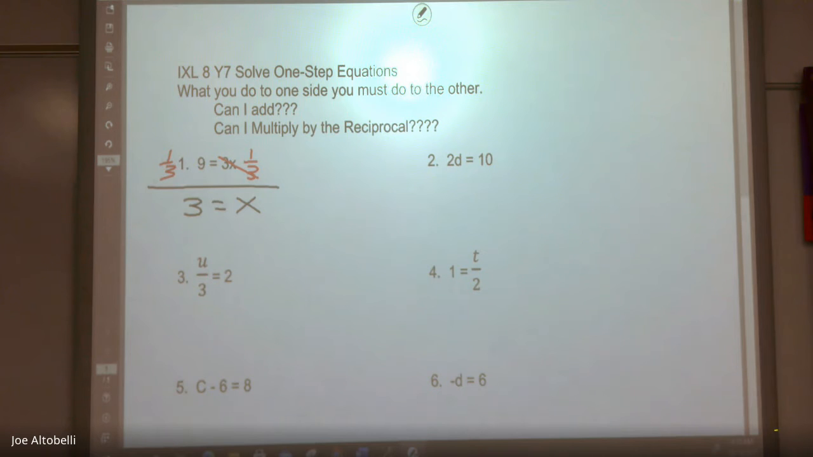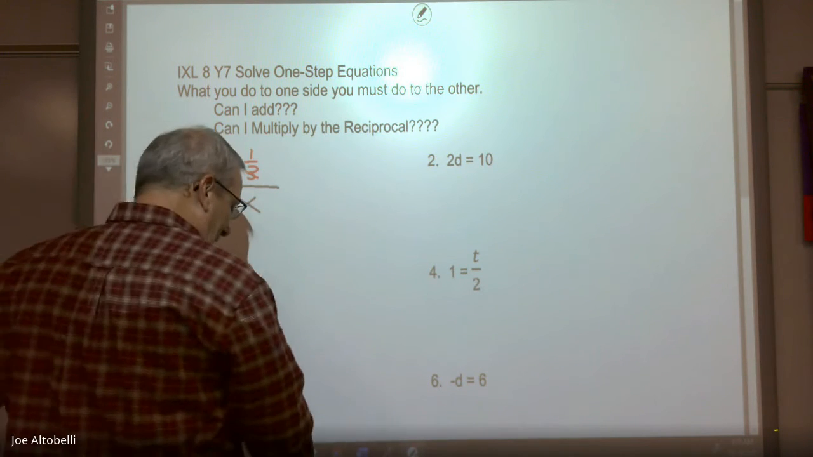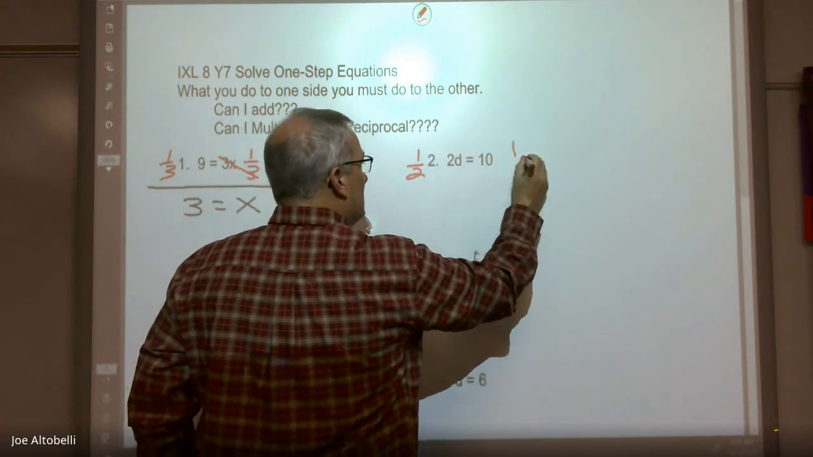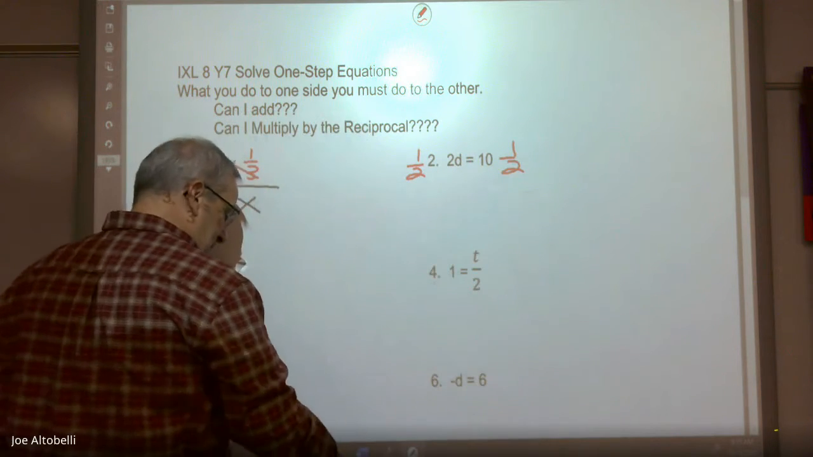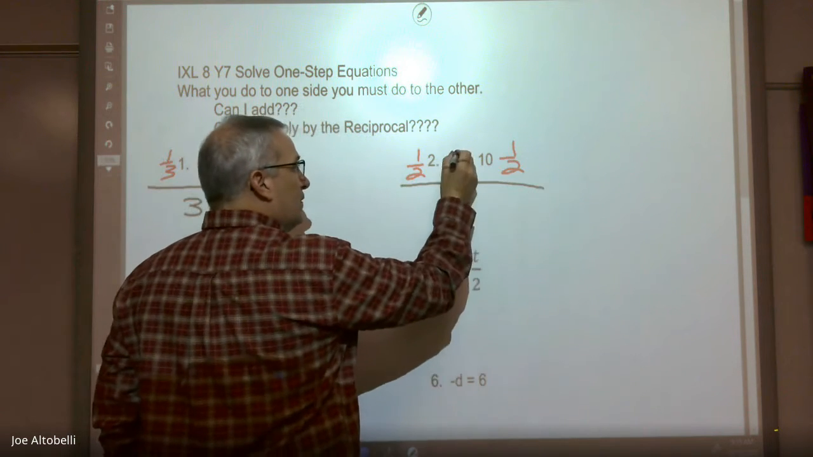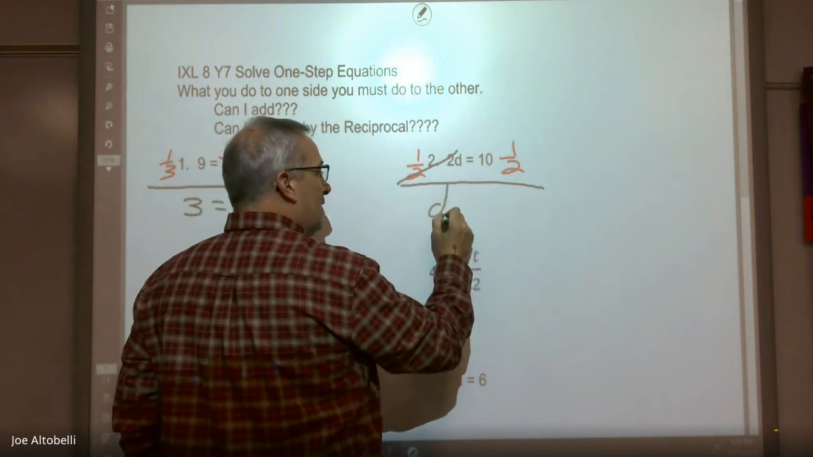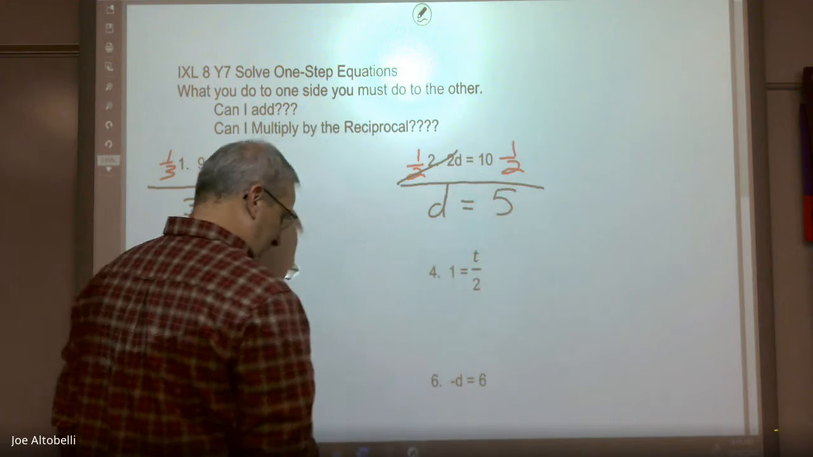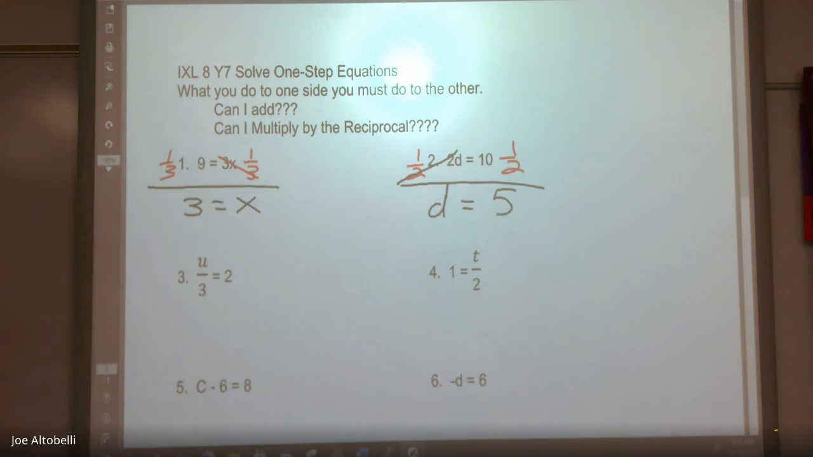Number 2, are we going to add or multiply? Multiply. And are we going to multiply by 2 or 1/2? 1/2. So we have to multiply both sides by 1/2. Over here, the 2's cancel. So I have D is equal to, and here I get 5. 10 times 1/2. Okay? Hopefully you can do that on your calculator and get the right answer.